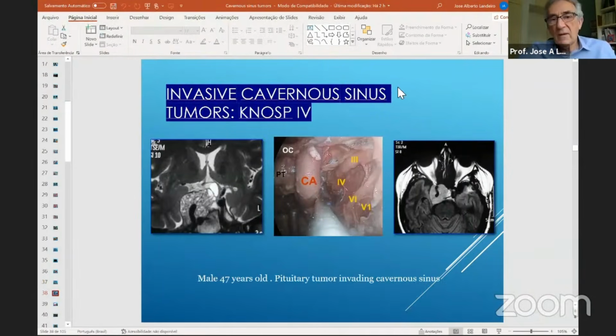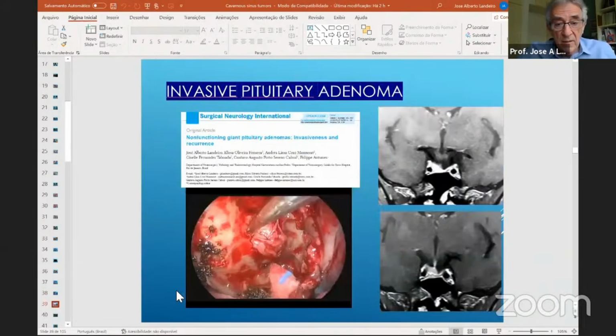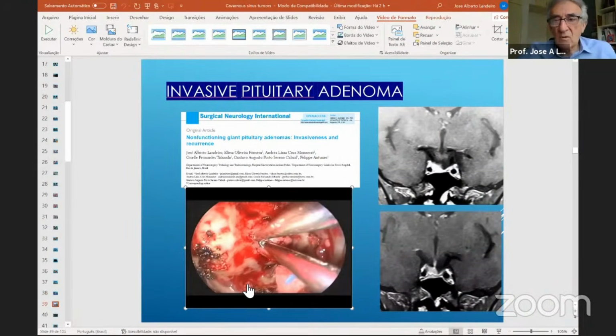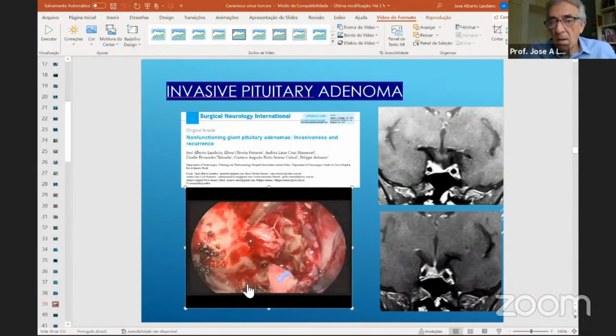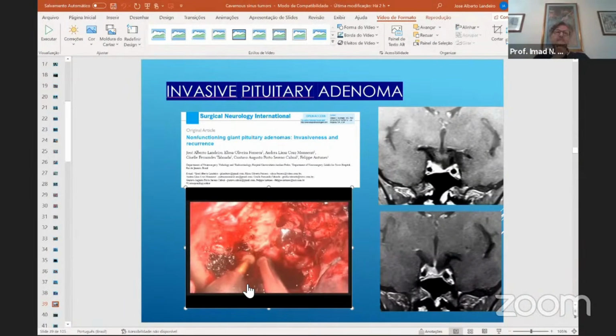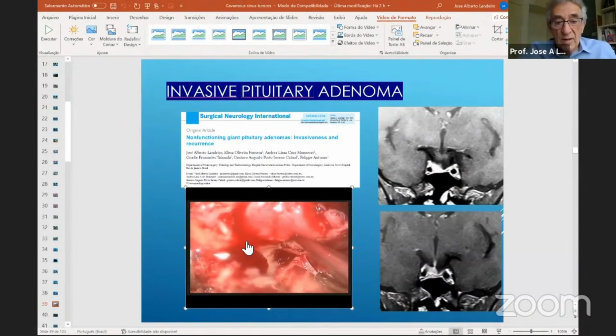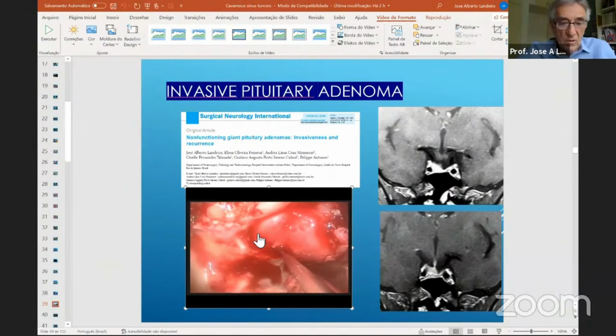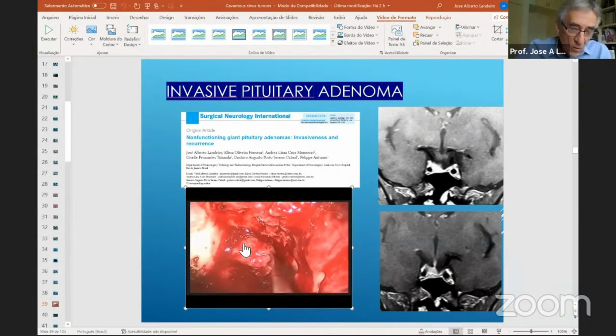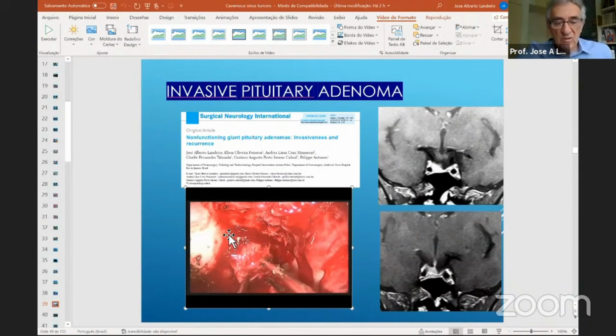Here I have an invasive cavernous sinus tumor in an acromegalic patient, and I could remove it through the nose, as you can see here. Look at this. As you can see in the video, I did a transsellar approach and transpterygoid approach to enter inside the cavernous sinus.